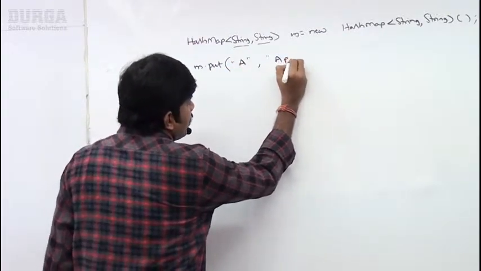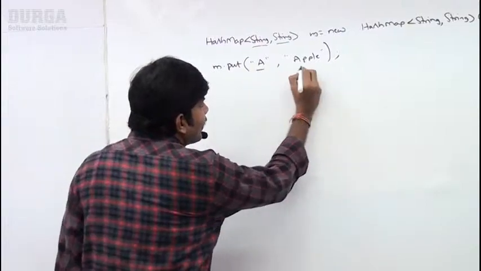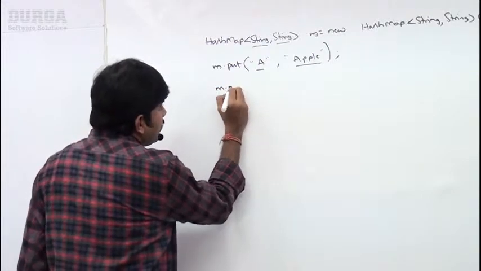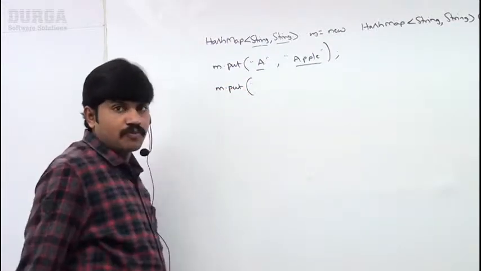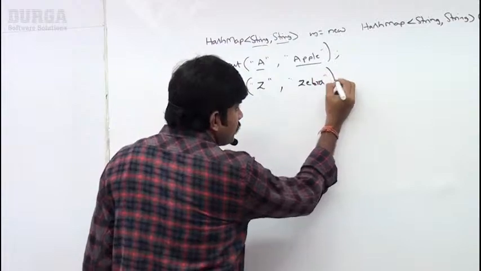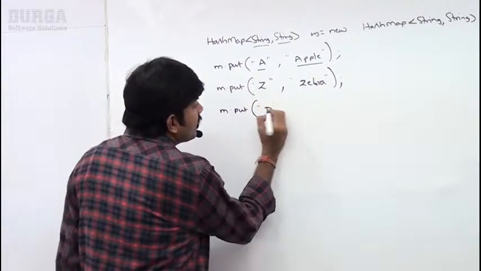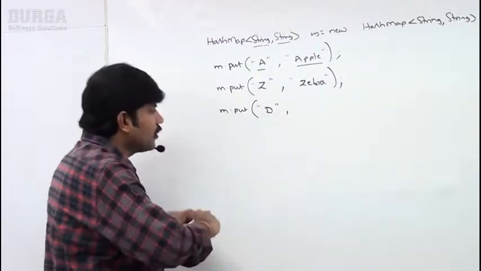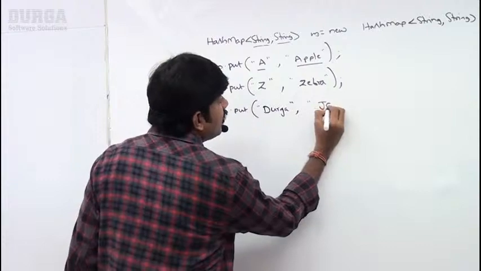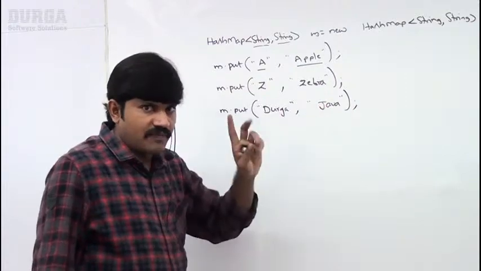A for apple I'm taking. Observe that: A for apple. A is the key and apple is the value. Remember that key value. Sir, similarly m.put of Z for zebra I'm taking. Z for zebra I'm taking, sir. m.put of D for Durga, otherwise I'm taking Durga as the key and Java as the value. Regarding Durga, Java itself is the value.